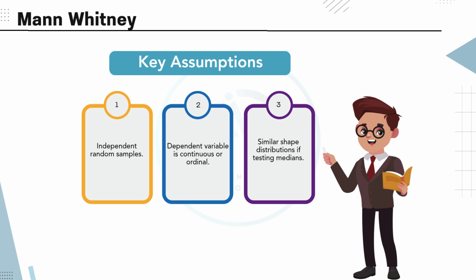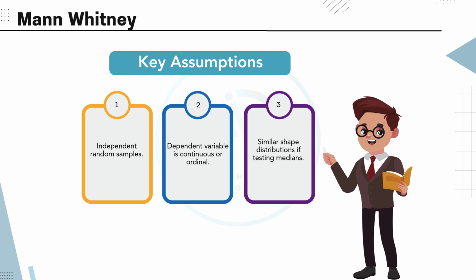3. Similar shape distributions, if testing medians. This one is often overlooked. If we are comparing medians using Mann-Whitney, the two groups should have similarly shaped distributions. If the shapes are very different, for example one skewed left and one skewed right, the test may yield misleading conclusions.